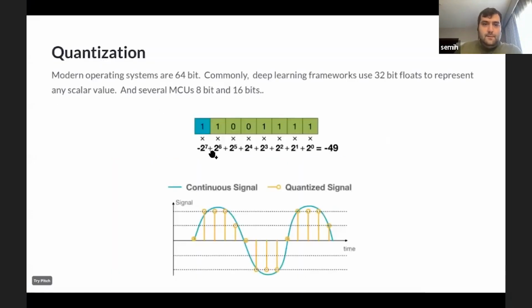So briefly on quantization, what we work with on the desktop machines, in the server environments, we are looking into floats of up to 64 bits. And some of the deep learning frameworks represent the float numbers with 32 bits for any value, from any weight to any value of the neural network. But MCUs even come with 8 bits and 16 bits of representation for any variable.